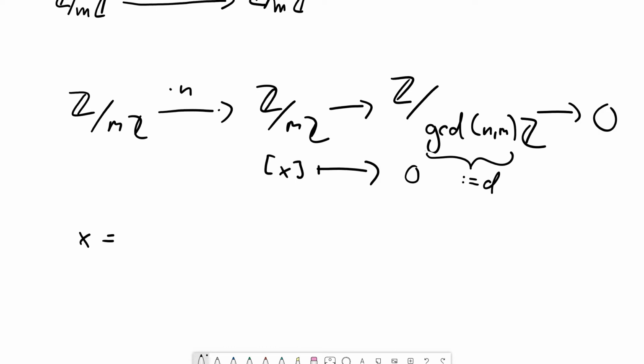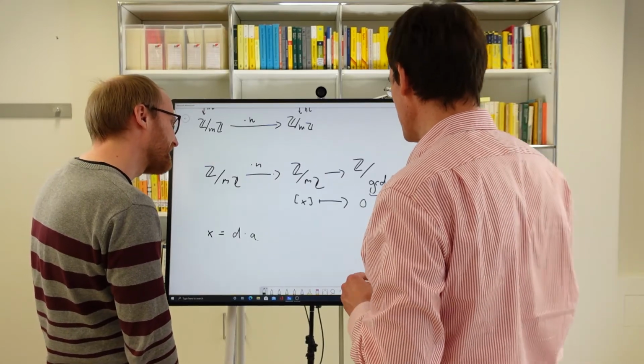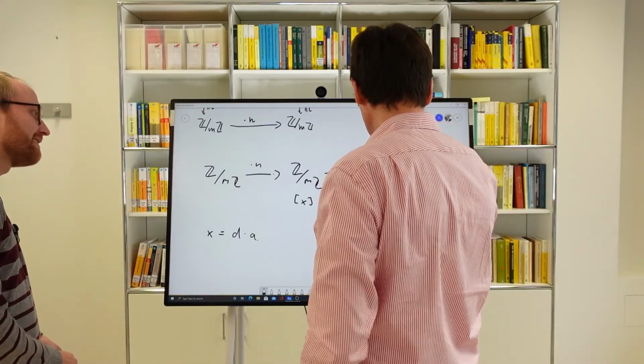So this means that X is equal to D times something, say A. And is that right? I mean, sorry, what are you? Yeah, I'm thinking. Now I think this is completely correct.